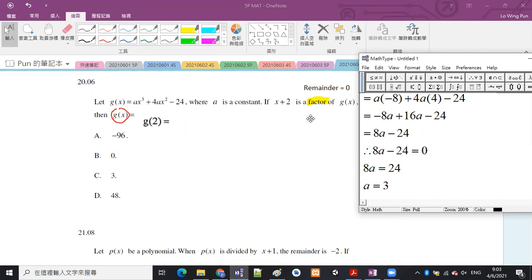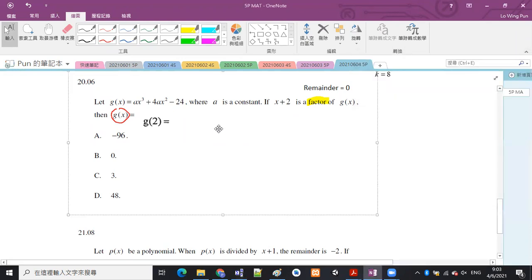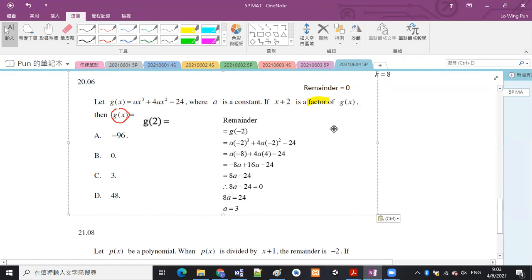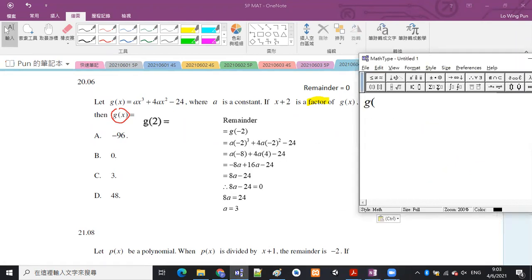Yes, the 3 is not the answer yet because the question is not asking us to find the value of a. The question asks us to find G2. So G2 should be equal to a, that is 3 times 2 cubed plus 4a, that is 4 times 3 times 2 squared minus 24.